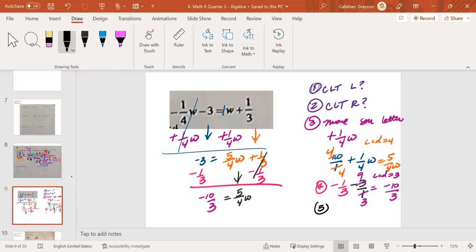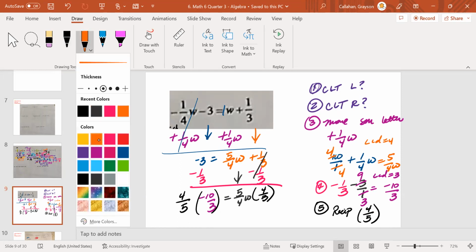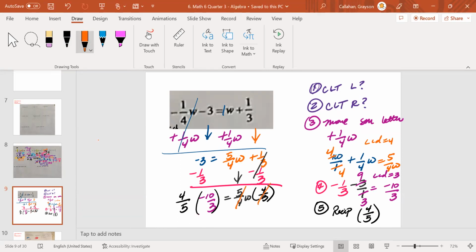Next step is you want to go ahead and multiply by the reciprocal to get the w by itself. So if you flip that over, it's 4/5. So then from there, you should see that you should be able to cancel the 4/5 times the 5/4. So w is by itself.